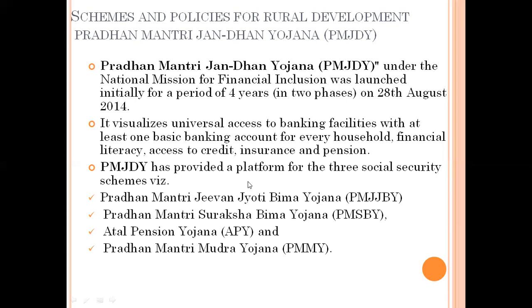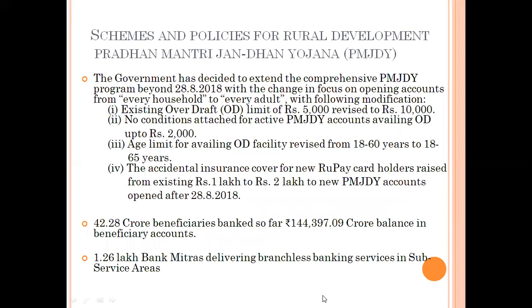Under this scheme, they also give a platform to social security schemes: Pradhan Mantri Jeevan Jyoti Bima Yojana, Pradhan Mantri Suraksha Bima Yojana, Atal Pension Scheme, and Pradhan Mantri Mudra Yojana. Later on, the government decided to extend this scheme beyond 28 August 2018, and some modifications were made. Earlier the scheme was for every household, and later the government decided on banking for every adult.